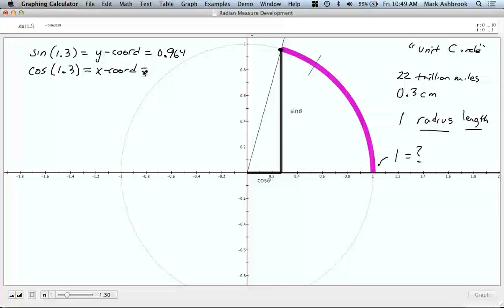And so then what's the x coordinate, the cosine of this? 0.267. What does that number mean? Tell the person next to you. 0.267. What's the meaning of that value? The horizontal distance from the y-axis. So it's like the x coordinate. So it's like 6 times 22, so it's 5.9 trillion.